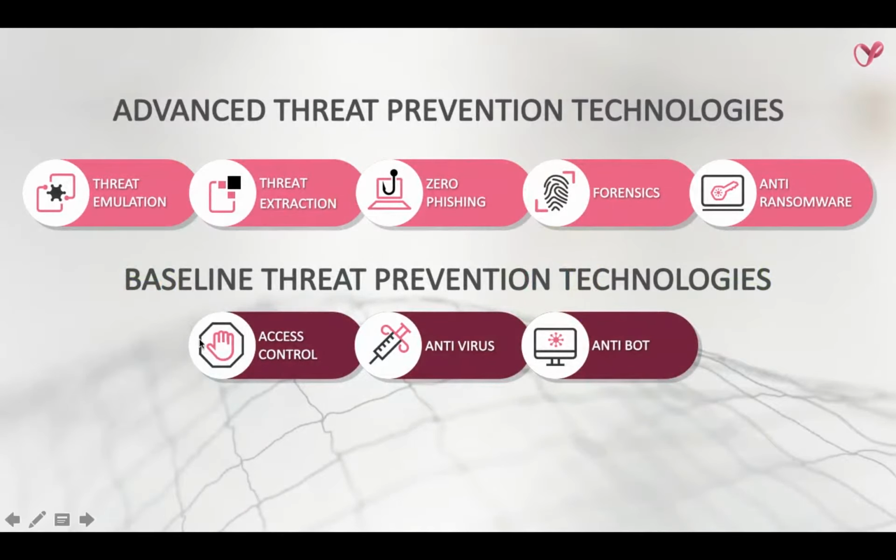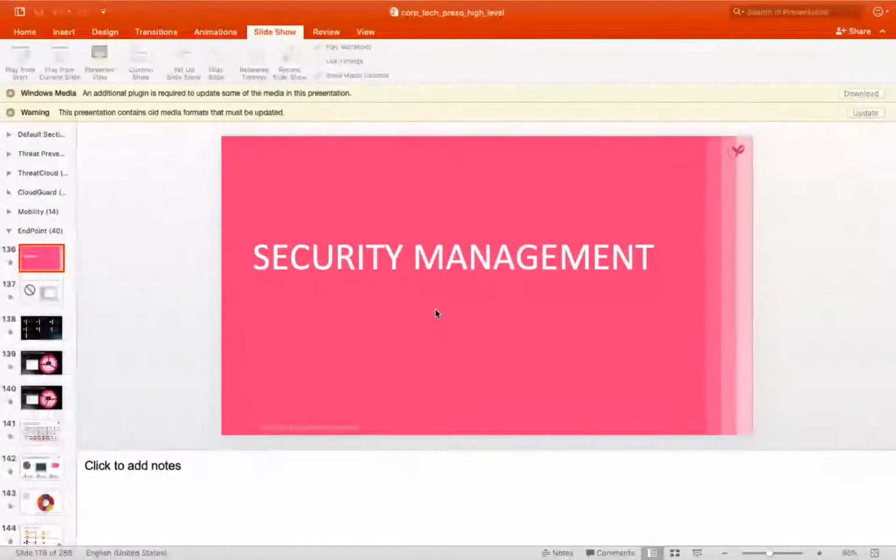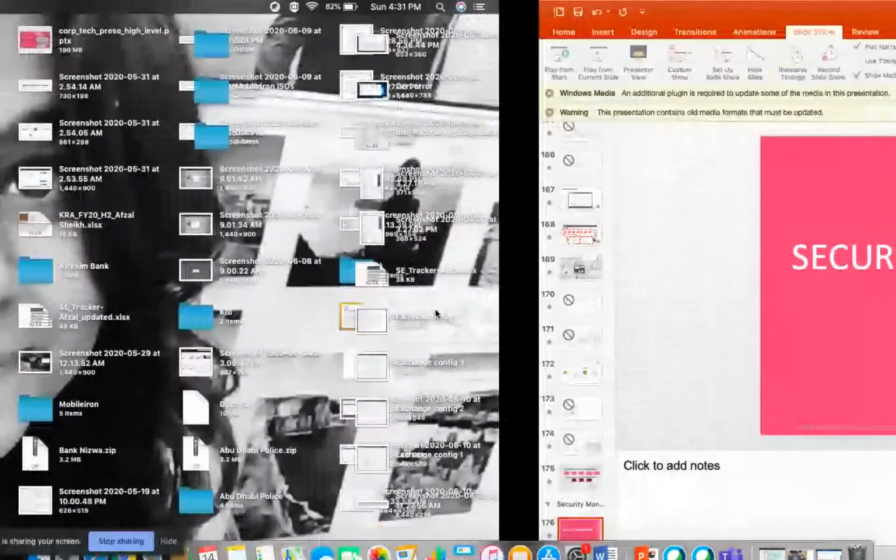So these are the threat prevention technologies. As you can see, threat emulation, that's your sandbox engine, threat extraction to extract the dynamic content, zero phishing to tackle phishing attacks, forensics, that's your EDR, anti-ransomware, that's your anti-ransomware module, right? And finally, these are your baseline threat prevention technologies: access control, antivirus, anti-bot, right? So that's pretty much it.